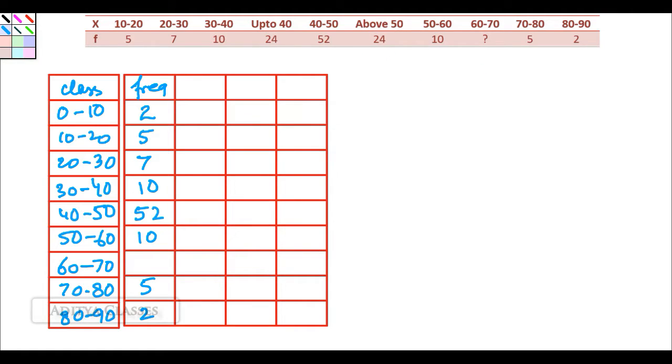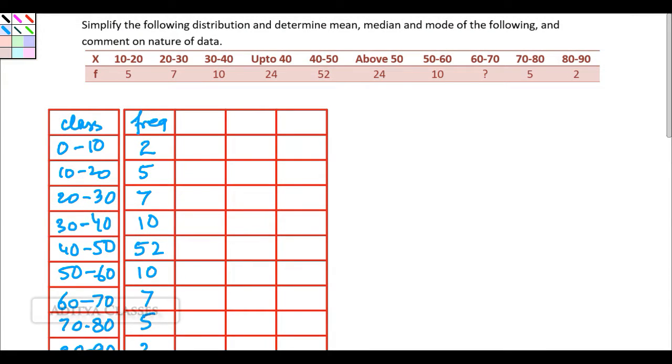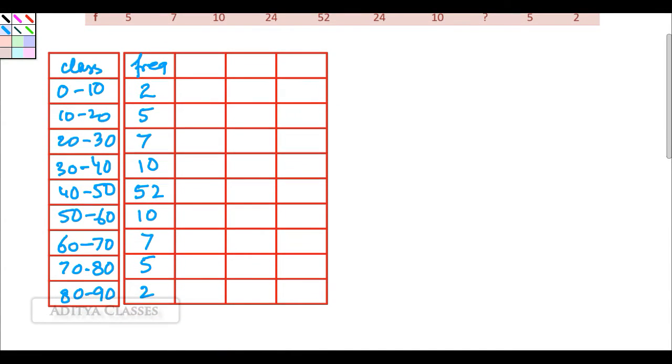All this is above 50. So let us go ahead and check how many elements do we have above 50, because all this is less than 50, while this is above 50, more than 50. Any element who has a value above 50. There should be 24 such elements. 10 and 5, 15 and 2, 17. So 7 elements are hiding over here in this above 50, which belong to this 60 to 70 category. So this is our question. Now all we need to do is find out mean, median and mode. I guess this should be a pretty straightforward issue for us.